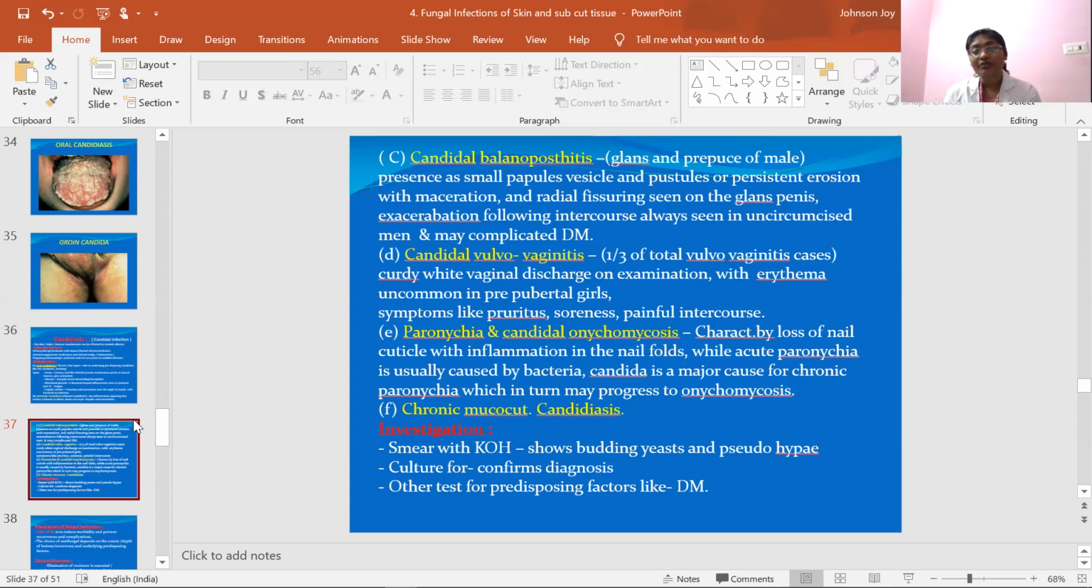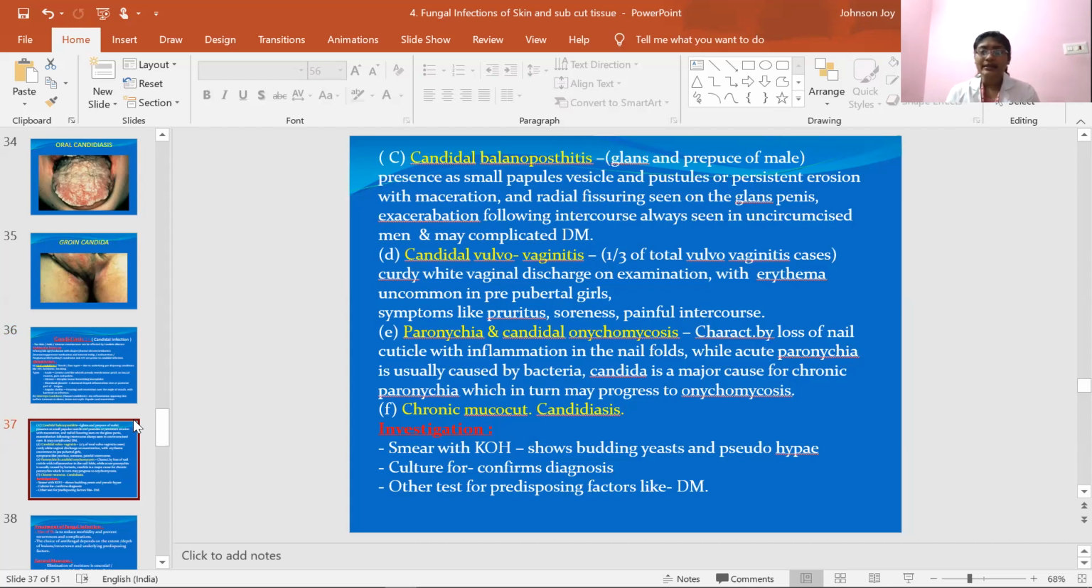Now, candidal vulvovaginitis. One third of the total vulvovaginitis cases are caused by Candida, and there will be a curdy white vaginal discharge on examination with erythema. It is uncommon in prepubertal girls. Symptoms like pruritus and soreness will be present, and painful intercourse is a feature.